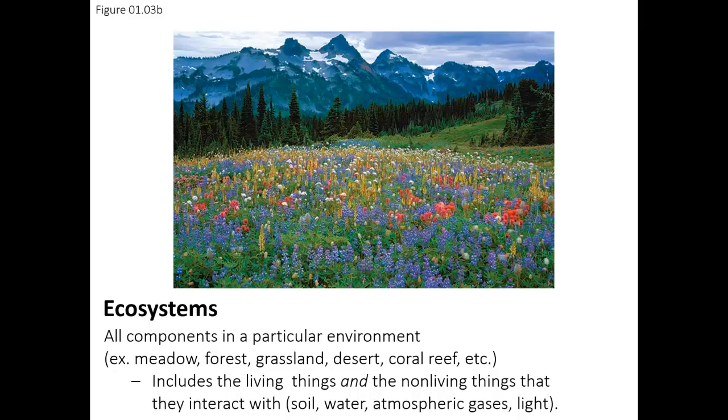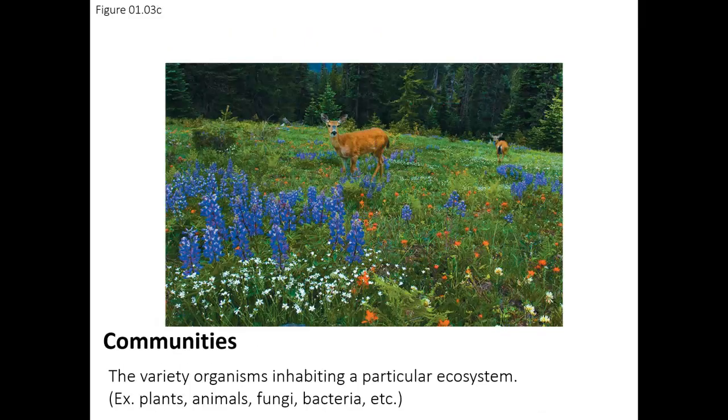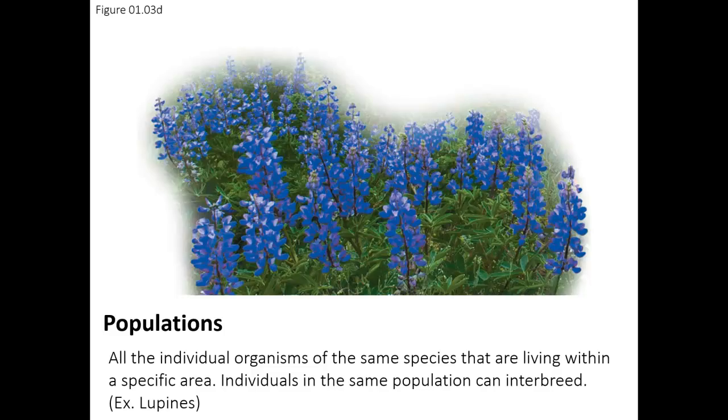Here we have a meadow as an example. This ecosystem includes living things like flowers and non-living things like soil and water and air. If we were to only consider the living things in a particular ecosystem, we can refer to all those living things as a community. This community has a variety of plants, animals, fungi, bacteria, etc. But if we only considered one type of organism, we would call that a population. This picture shows a population of lupines.